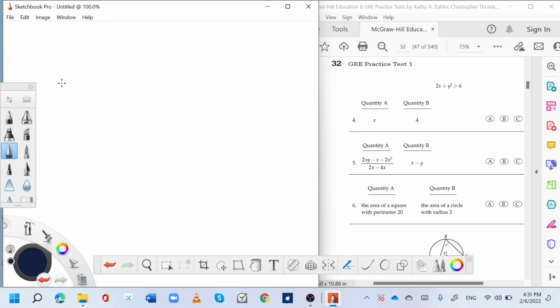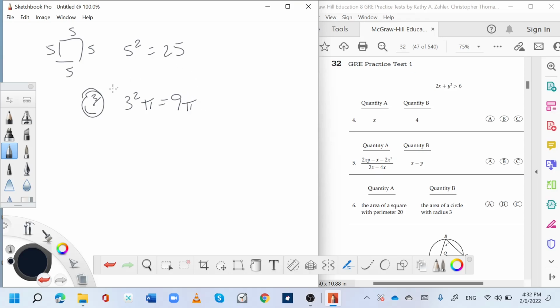Moving along, the area of the square with a perimeter of 20 and the area of a circle with a radius of 3. Right, perimeter of 20, it is a square, so all of the sides are the same. 20 divided by 4 is 5. The area is 5 squared, or 25. The area of a circle with radius 3, pi r squared, is 3 squared pi, or 9 pi.